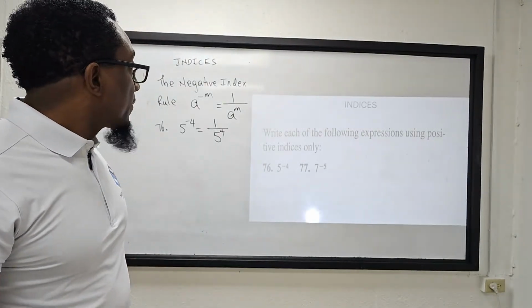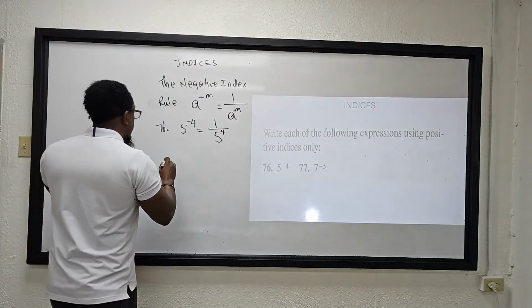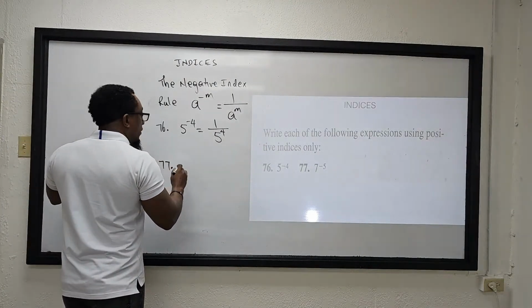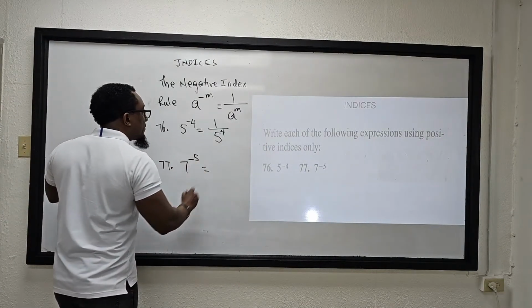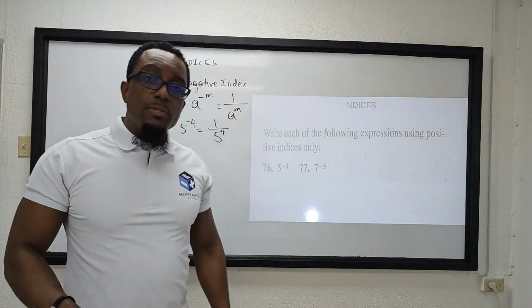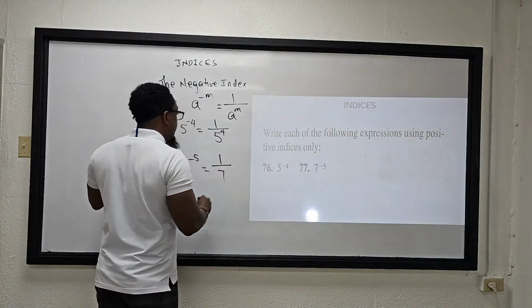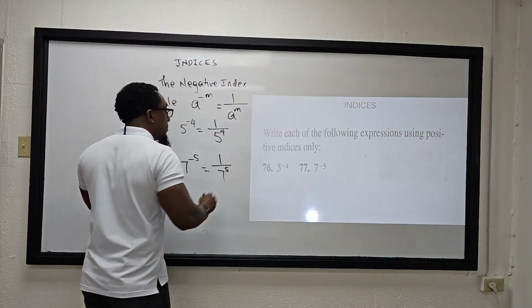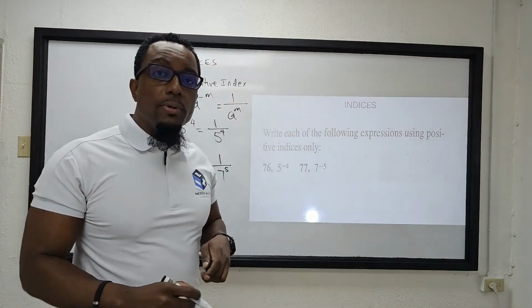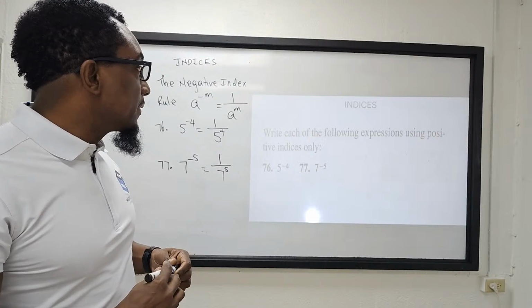Right? So if you have 77, 7 to the power of negative 5. Again, what are we going to do? 1 all over 7 and negative 5 becomes positive 5. Make sure we know the rule to guide us.